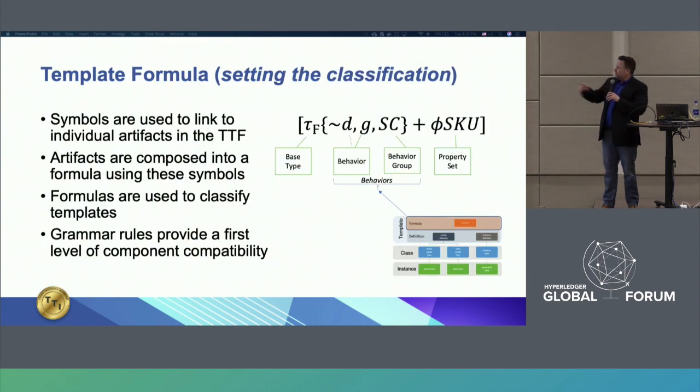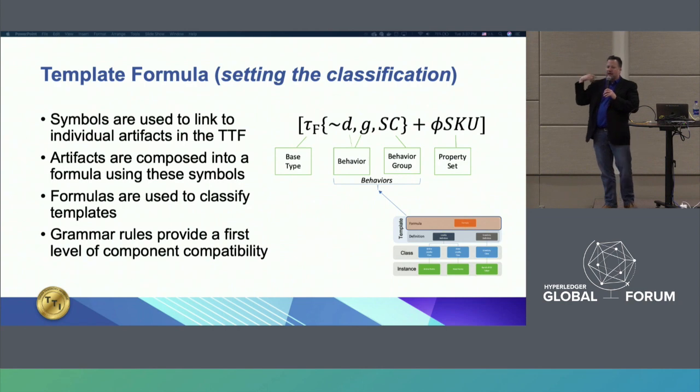Let's see, the formulas. This is what a template looks like. The ingredient list is displayed as a formula. So you have a fungible token that is divisible, or indivisible, sorry, the tilde is the opposite. So D is divisible or not. G is called delegable, so I can delegate. Supply control has mint, burn, and role support. And then it has a property called SKU. So that essentially is my formula.